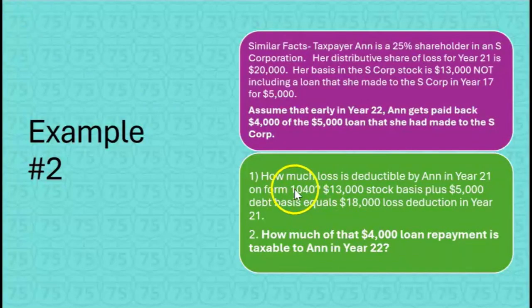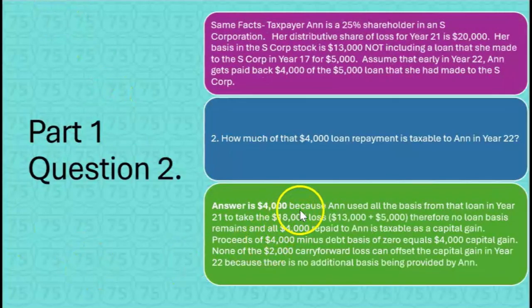In question 1, they asked how much loss is deductible by Ann in year 21 on Form 1040, and we said $18,000, the $13,000 stock basis plus the $5,000 of debt basis. In this question, we want to know how much of that $4,000 loan repayment is taxable to Ann in year 22. Because here we are in the following year, year 22, and they're giving her back $4,000 of the $5,000 loan. And they're asking us how much of that loan repayment is now taxable to Ann. And the answer is all $4,000 of it's taxable.